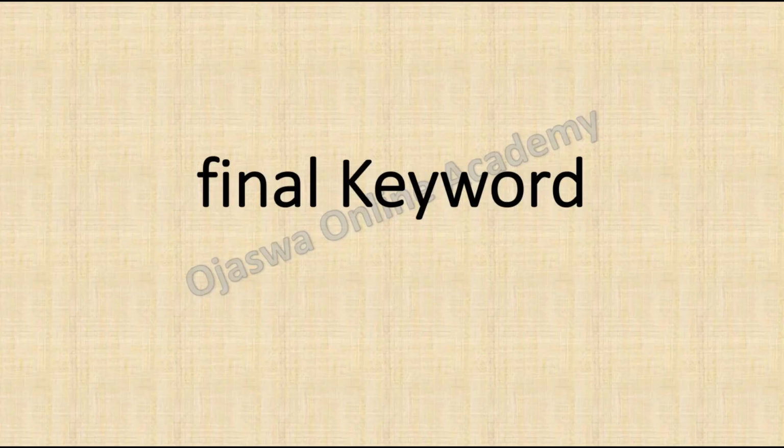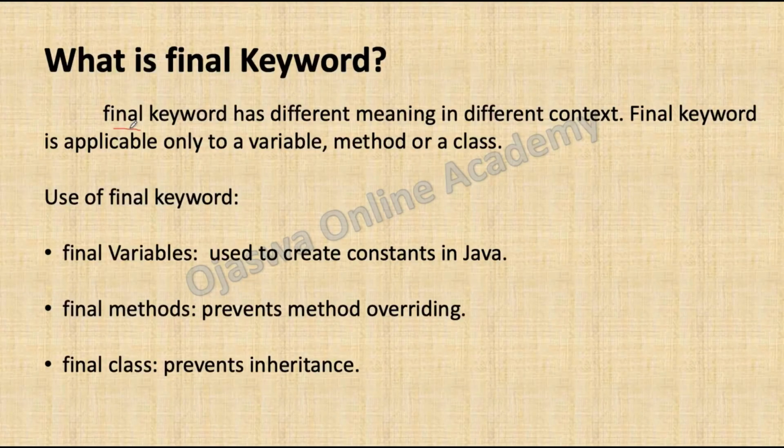In this video, we are going to learn what is final keyword. Final keyword has different meaning in different contexts. Final keyword is applicable only to variable, method or a class. Use of final keyword: with respect to variables, final keyword is used to create constants in Java.